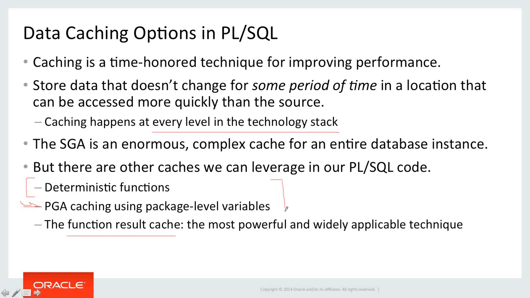Now I'm just going to touch on the first 2, give you a sense of what they are and what kind of value you might see from them. But the bottom line is that the function result cache is the most powerful. It's the most widely applicable technique, which is probably the most important thing. If you have a technique that's only useful in 1% of all the cases, that's not nearly as great as something that's useful in 30 to 40% or whatever the case might be. So we'll take a look at the first 2 at a high level, and then the function result cache in a lot more detail.